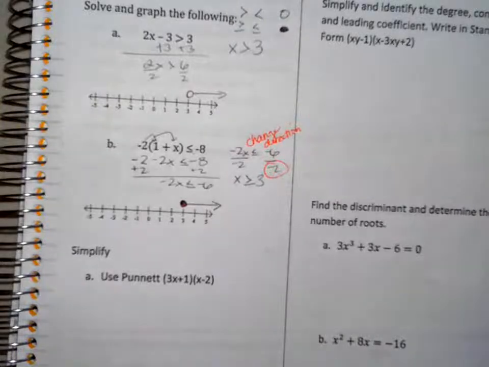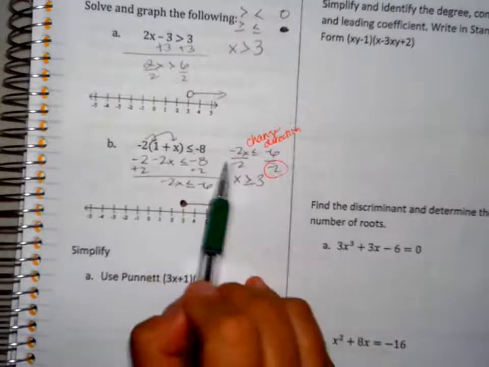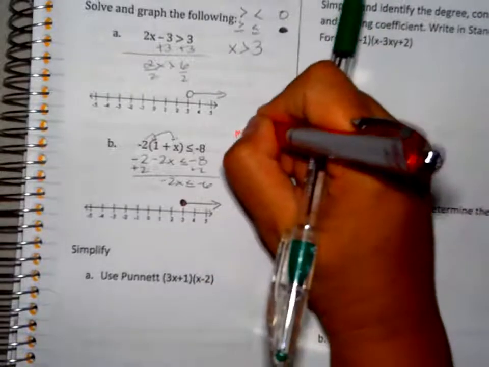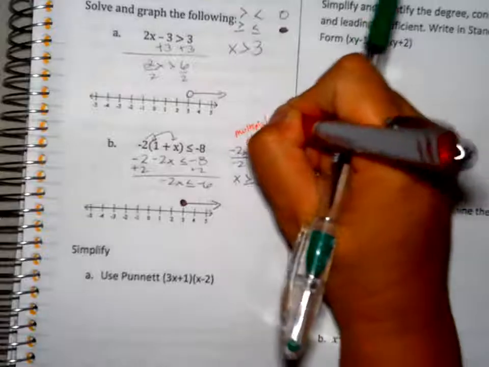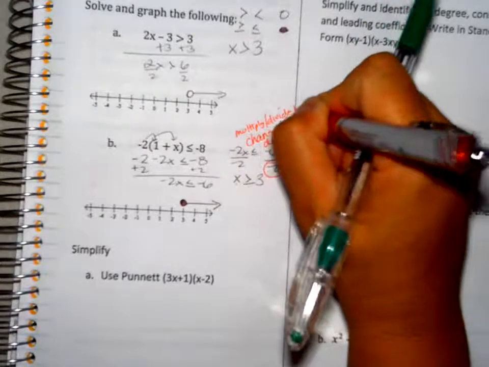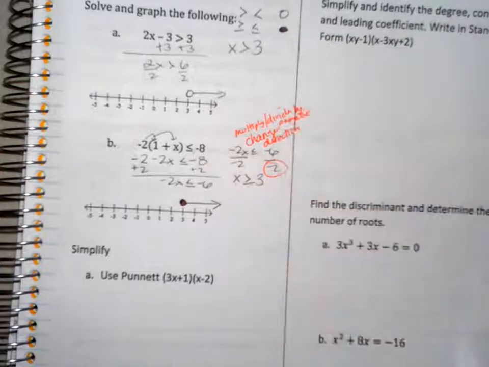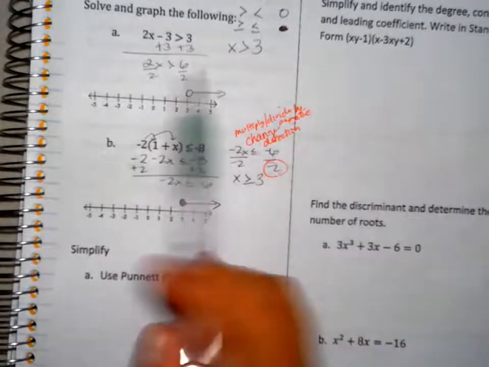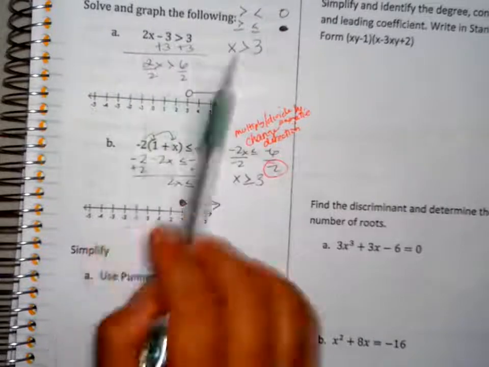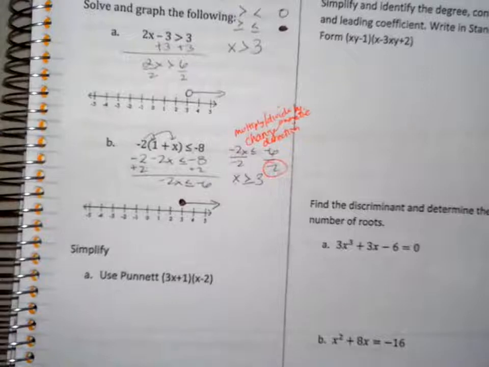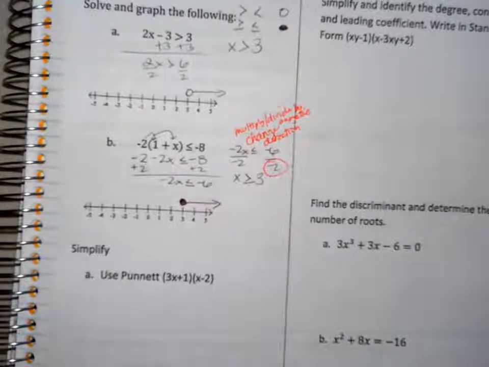All right. So again, just remember, if you're going to divide by a negative, change the direction. That's when you multiply or divide by a negative. In the previous one, because you're adding to both sides, you don't need to do that. Or if you're going to subtract something from both sides, you don't need to change the direction. It's only in multiplication and division that you flip the direction of the sign. All right.